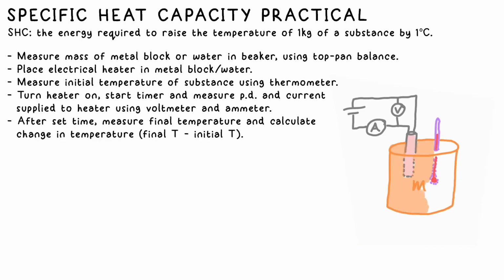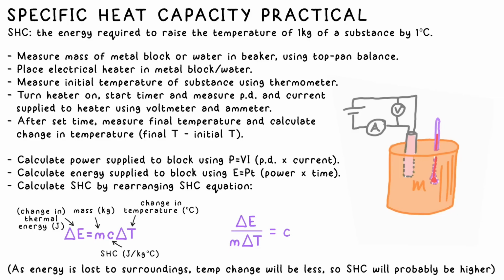We use a balance to measure the mass of the block, and we use a timer and a thermometer to measure how much the temperature of the block has increased by in a certain time, say 60 seconds. We take the power and we multiply it by the time to get the energy that's gone into the block, and then we pop these numbers into our rearranged SHC equation. The issue is that while heating, some energy will be transferred to the surroundings, which means that the temperature change that we measure will be less than what it should be. So invariably, our final value for the SHC will be higher than the true value.